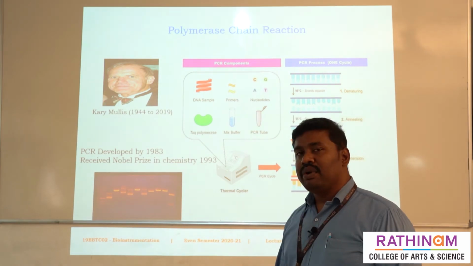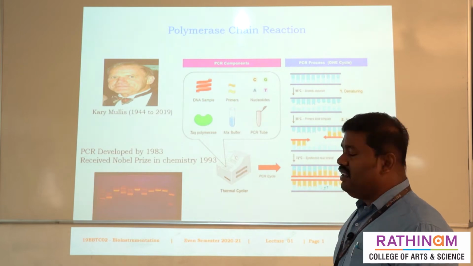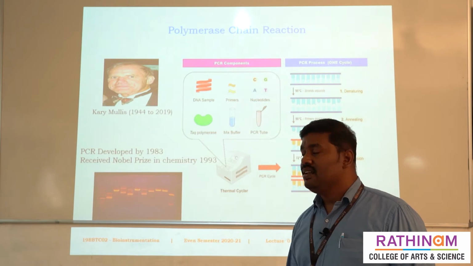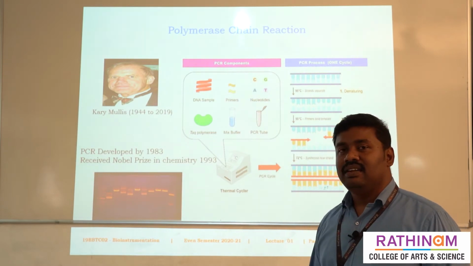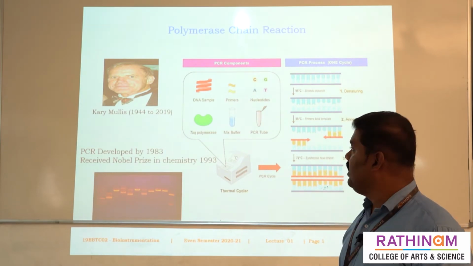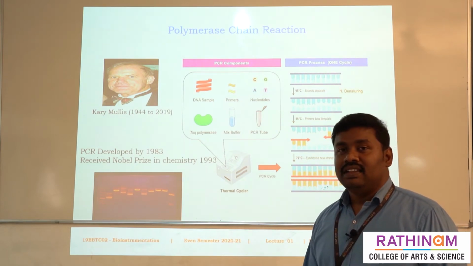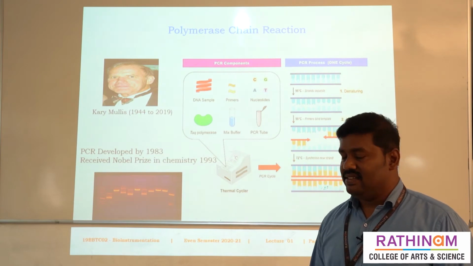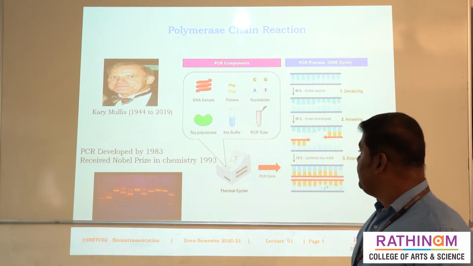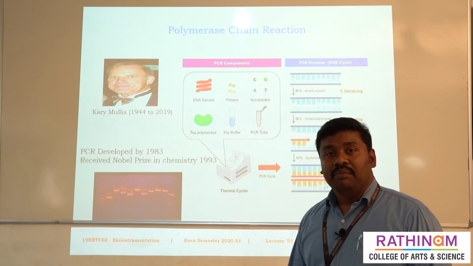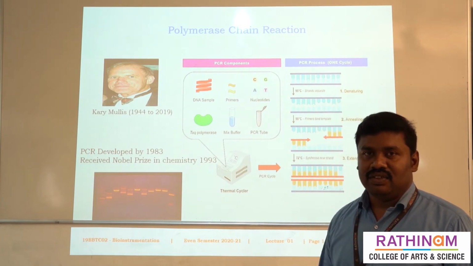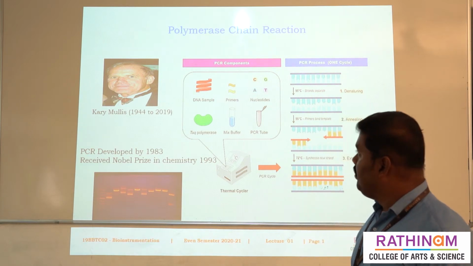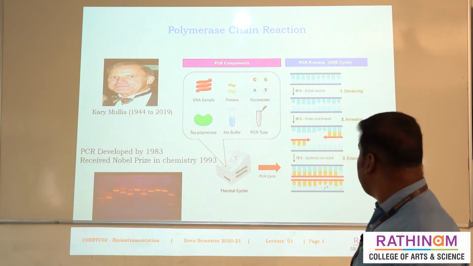For the reaction components, we need a DNA sample as a template, primers, dNTPs, Taq polymerase, and buffer. Taq polymerase is isolated from Thermus aquaticus, a thermostable microorganism. We keep this mixture in the PCR machine, called the thermocycler. A thermocycler maintains the temperature.